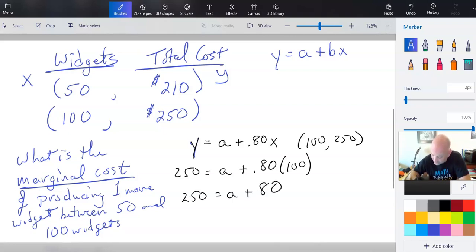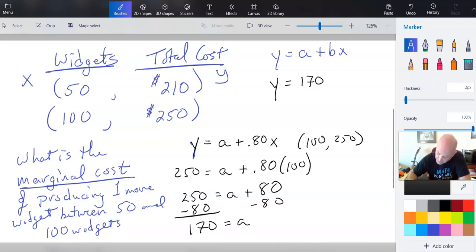And if I go ahead and just subtract the 80 over, right? Let's see here, 25 minus 8, which should be 17. So 170 is equal to A. And so we have our full equation now. Y is equal to 170 plus 0.80x. Now, this is our incremental change in cost, right? For every additional unit, that's how much gets added.